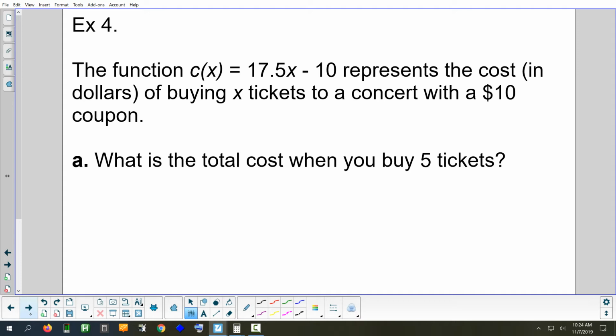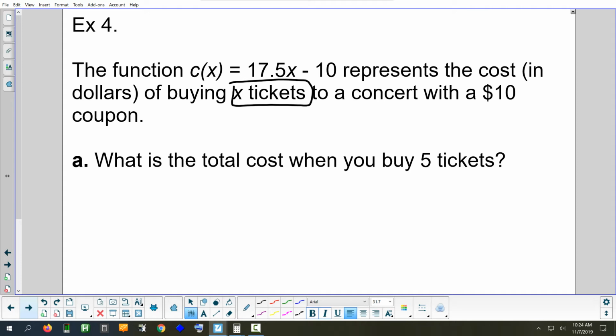All right. So example 4 says the function c of x. Why did they use c? Anyone have a guess why they use c? Cost, right? The cost of x. We just have to figure out what x is. We'll keep reading. So c of x equals 17.5 minus 10. Cost in dollars of buying x tickets.